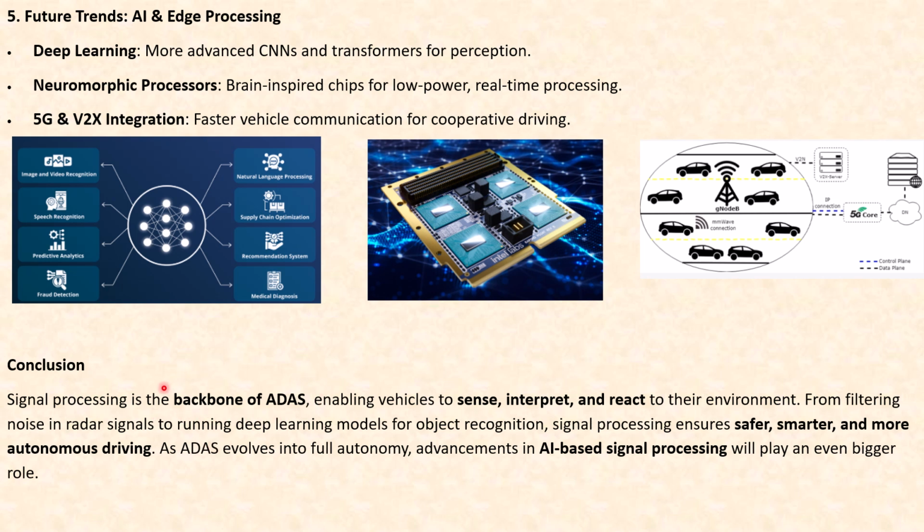By now you would have understood the paramount importance of signal processing in ADAS, which enables vehicles to sense, interpret, extract and derive the correct meaning of their environment. From filtering noise in radar signals to running deep learning models for object recognition, signal processing ensures safer, smarter and better autonomous driving. All said and done, it boils down to one fact: whatever you do in ADAS, the primary requirement is that it must ensure a safer working or driving environment.